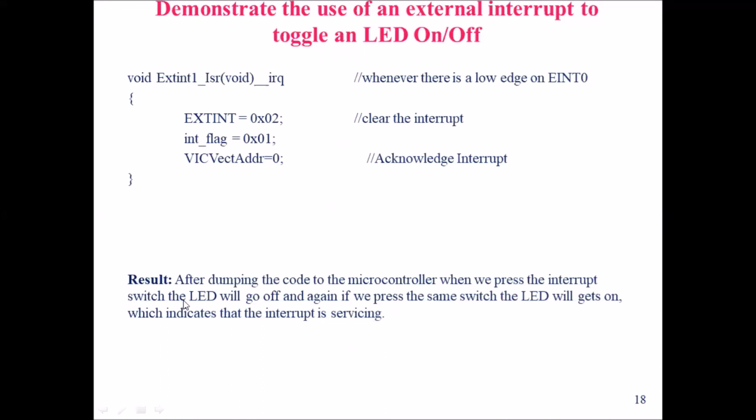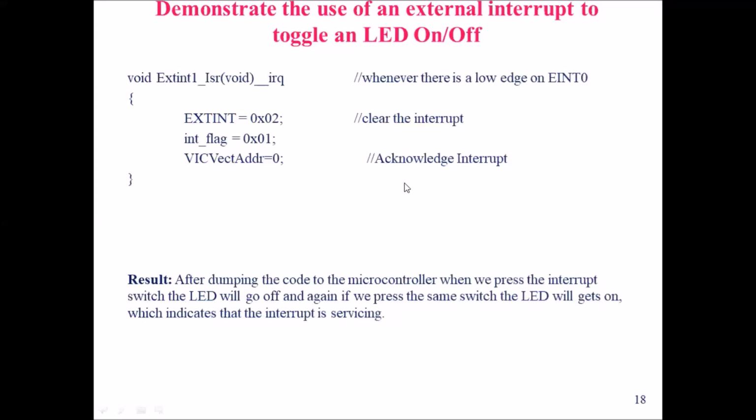Then coming to the result, after dumping the code to the microcontroller, when we press the interrupt switch, the LED will go off, and again if we press the same switch, the switch is nothing but the push down button, which we have discussed in the explanation. Okay, switch and push down button both are same. So again when we press the switch, the LED will get on, which indicates that interrupts are being serviced on the microcontroller. Okay, so hope you have understood this program.